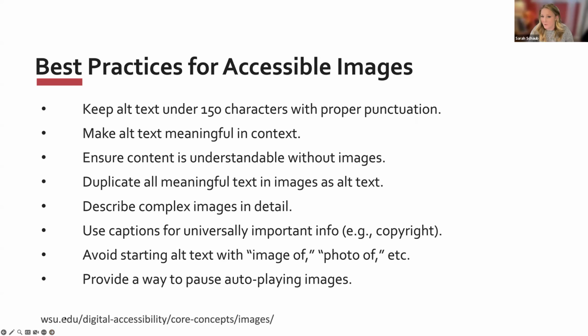So the best practices for accessible images are to try and keep your alternative text under 150 characters with proper punctuation. That's not always going to be easy. For example, if you're trying to describe a complex image, that's where that additional web page or that additional table of information might be necessary to complement that image. Make alt text meaningful in the context. Ensure the content is understandable without images. Duplicate all meaningful text in images as alt text. Describe complex images in detail.